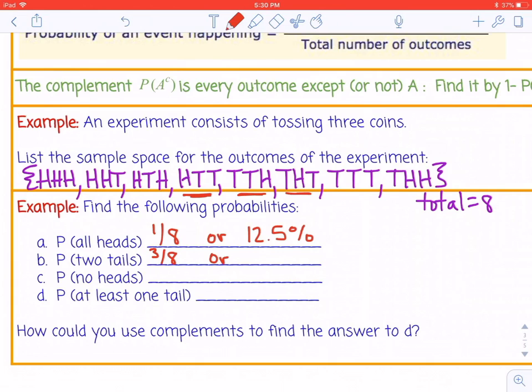So 3 out of 8. Let me grab my calculator. That is 37.5%. The probability of no heads. So no heads would be if we have all tails. So that's 1 out of 8 or 12.5% again. And the probability of at least 1 tail would be if we had 1 tail. So it occurs 1, 2, 3, 4, 5, 6, 7 out of 8 times. We have at least 1 tail, which is also 87.5%. So how could you use complements to find the answer to part D?